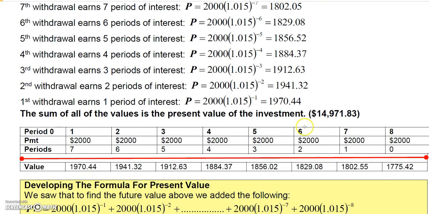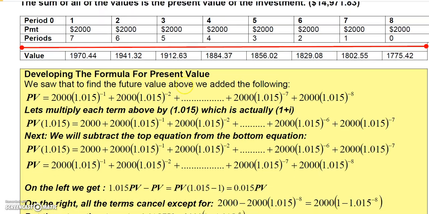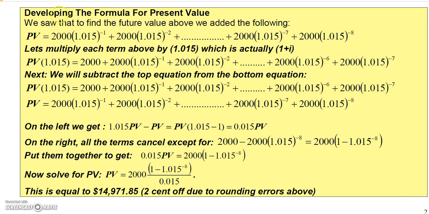So let's see if we can simplify this calculation. So you saw up there what I did to get the present value: I needed to take the 2,000 times 1.015 to the negative 1, and the 2,000 times 1.015 to the negative 2, all the way up to the 2,000 times 1.015 to the negative 8, and add all those up. That tells me the present value that I need to have initially in order to make those 8 withdrawals.